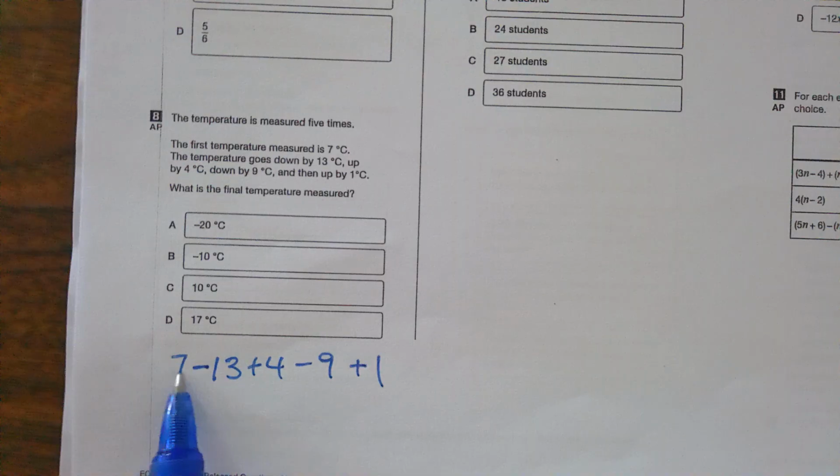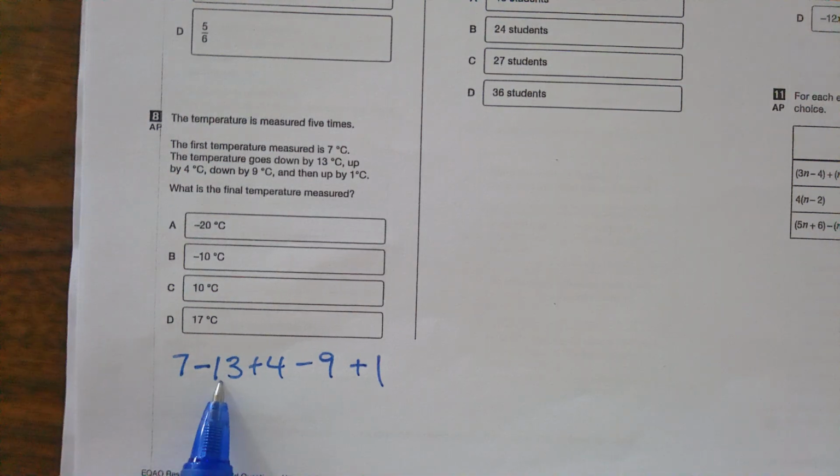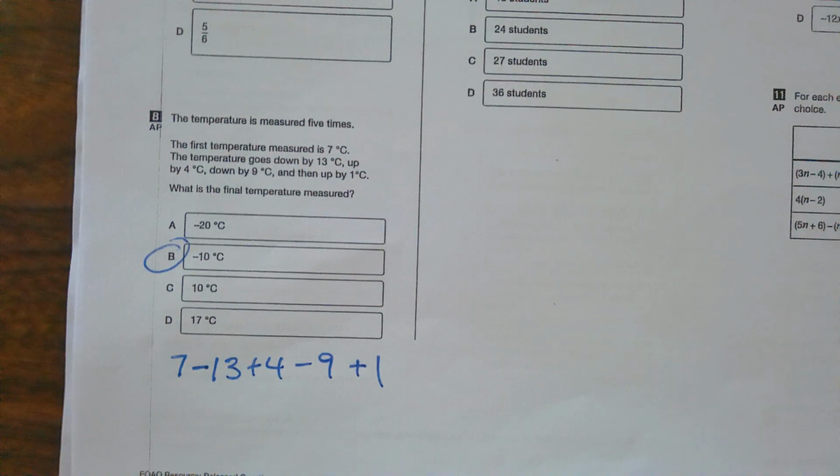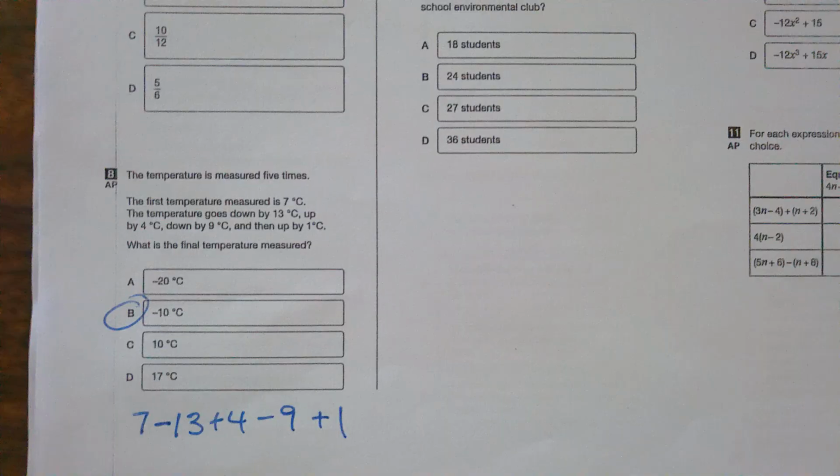Okay, so what is it? All right, so do the math with me. 7 minus Max, 7 minus 13. So when you do that, negative 10 degrees. Okay, B.